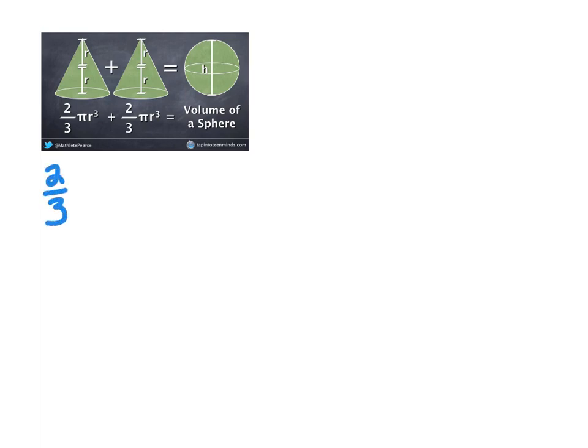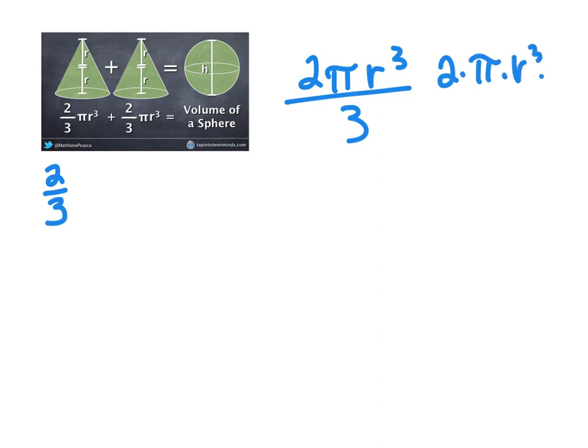2/3, because if I have 2 times pi times r cubed divided by 3, I can take that out and say it's the same as 2 times pi times r cubed times, remember, 1/3. Multiplying by 1/3 is the same as dividing by 3. And if I take the coefficient here and multiply it times the other constant of 1/3 there, together they equal 2/3. Okay, so that's where I got my 2/3.